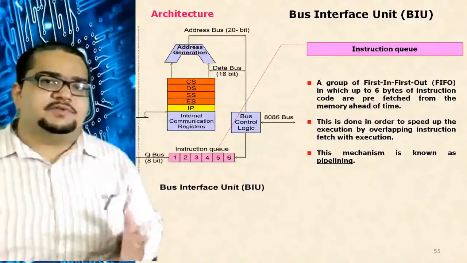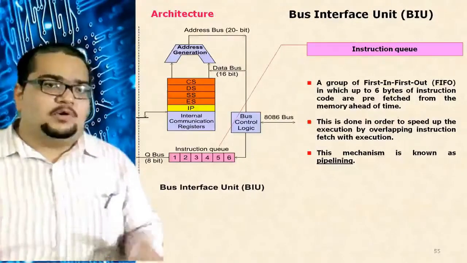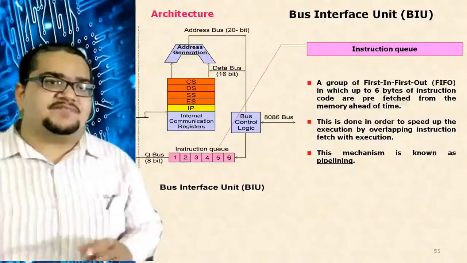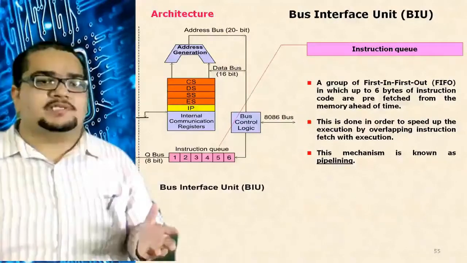The bus interface unit contains the instruction queue. The queue is used for pre-fetching the instructions, so that the speed of operation increases.